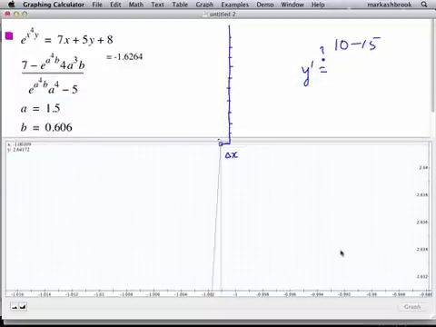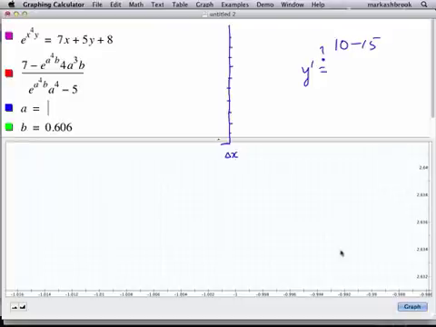Now, this is the great thing about the graphing calculator. If you can get in the habit of using this instead of your handheld, this is where it has the power to make your life a lot easier. All I have to do now is just change the A and B.